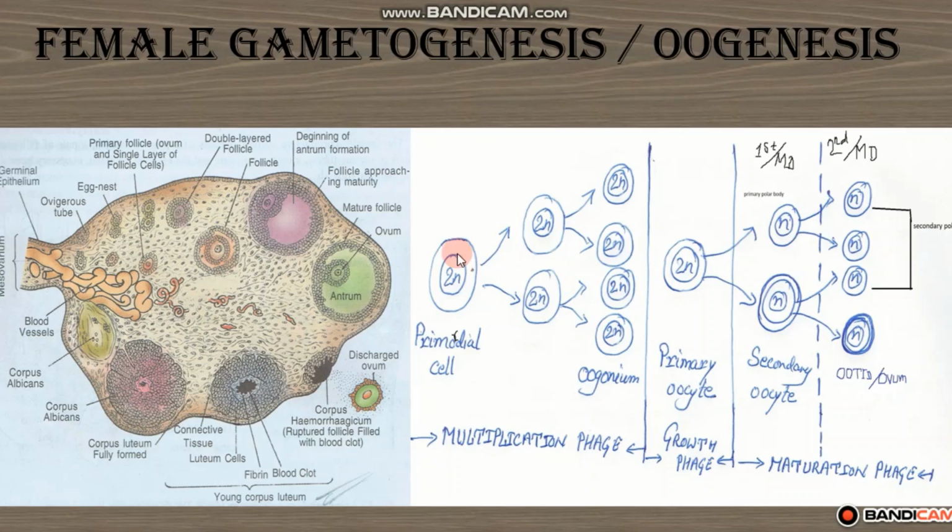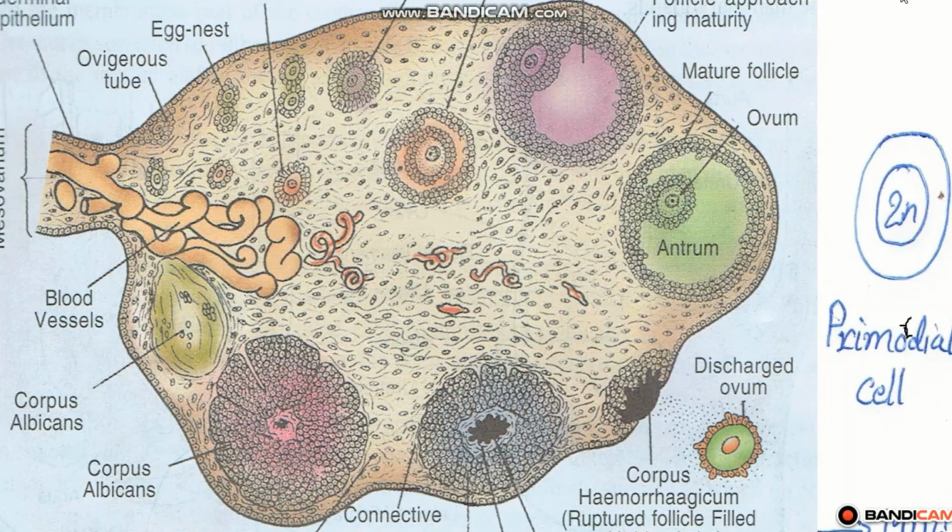So watch the figure. The figure will give you the explanation of oogenesis. Okay, so this is the picture you see. This is the picture of the ovary. Or it is actually a TS of the ovary. TS means transverse section. It is the transverse section of the ovary.